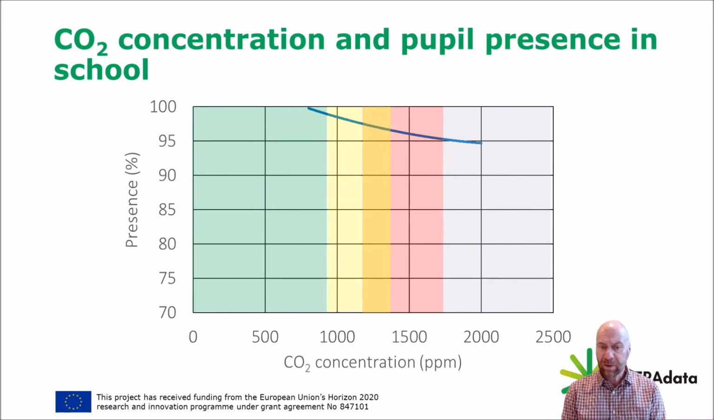A similar example, but in this case for pupil presence. So when the CO2 concentration is low and the air quality is high, then we have 100% presence, and then with increasing carbon dioxide concentration, greater risk of transmission through the air of different diseases. So the CO2 concentration here is an indicator of how much ventilation is used in the classroom, and then used as a risk to estimate absence due to diseases that are transmitted through the air.